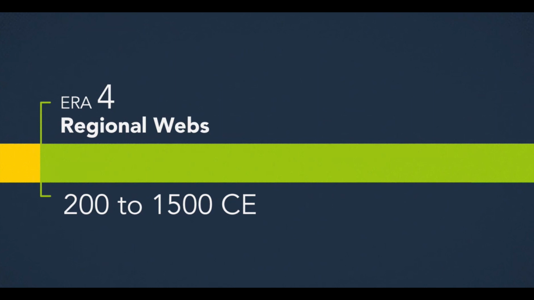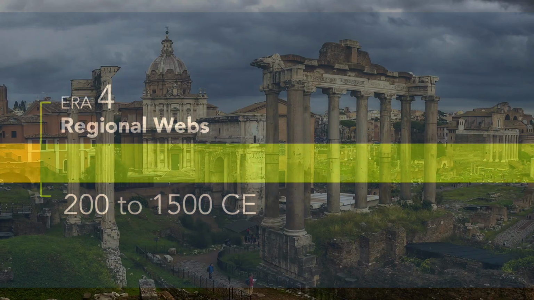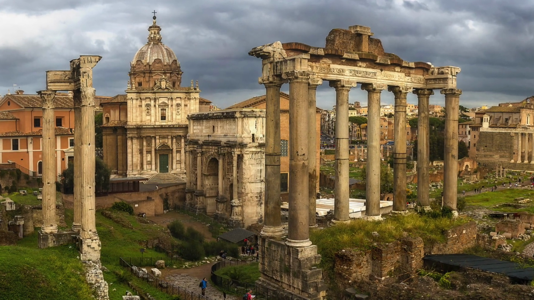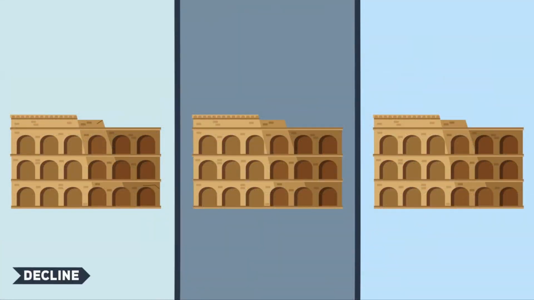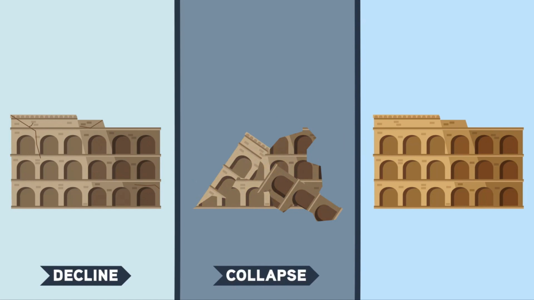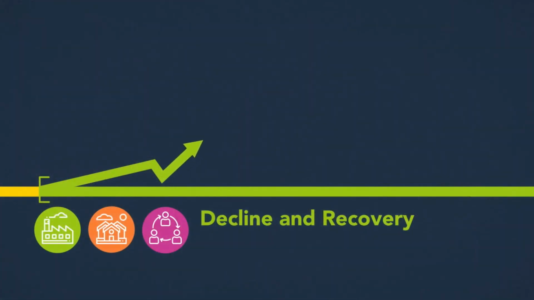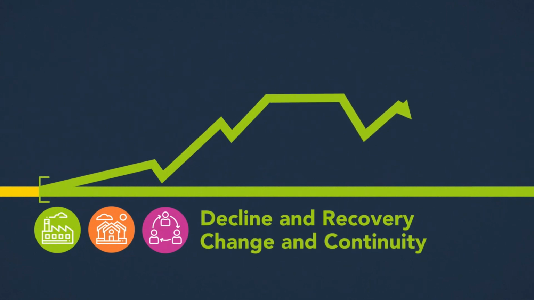empires. Era 4 covers the major transformations of the world, especially as the Roman Empire and the Han Dynasty collapse. This era, we're going to examine why some empires decline, collapse, and fall. We'll also take a look at how some empires decline and recover more quickly than others, and we'll look at how that recovery and change might not be evenly spread out as many people think.